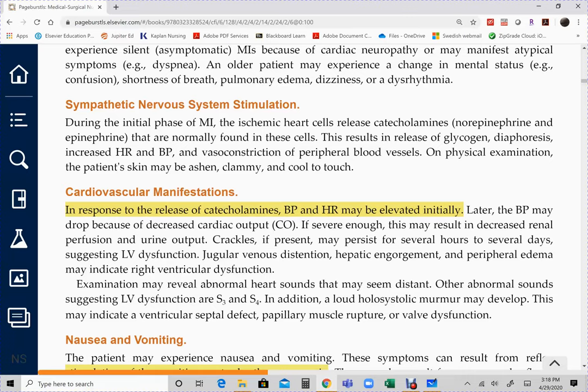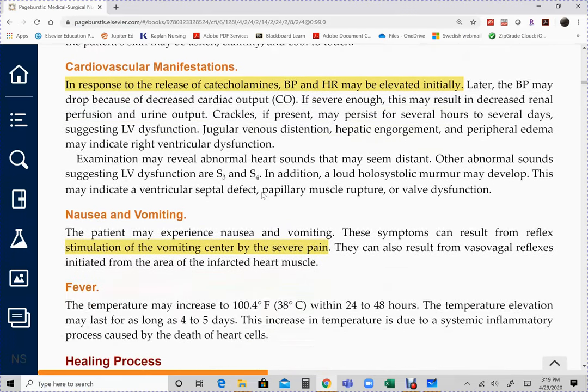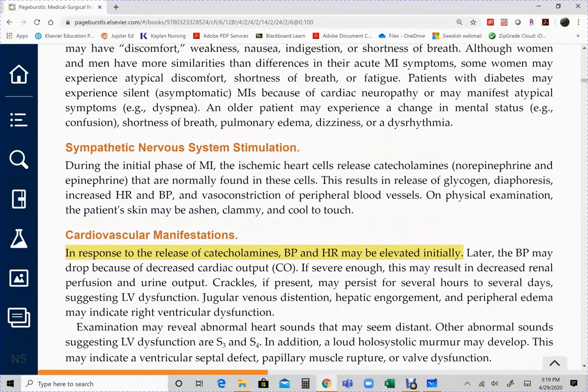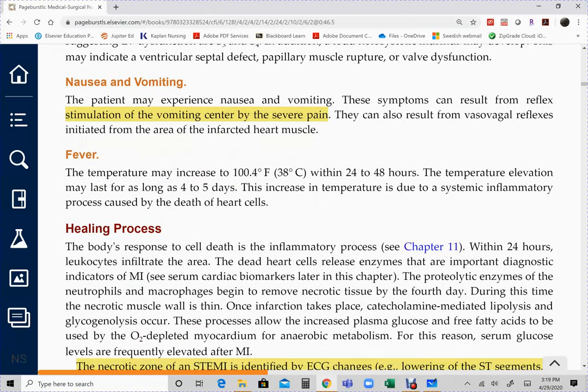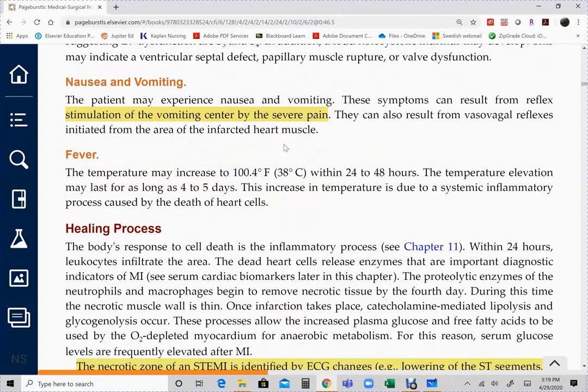We don't want this response to continue, because again, this increases heart rate, which increases workload, and it increases afterload by causing vasoconstriction. So these are the other symptoms. That's why there's cool and clammy skin, because of the SNS stimulation. You have nausea, vomiting, because the pain resulting from the MI will stimulate the vomiting center. Plus, of course, your peristalsis slows down because of the sympathetic nervous system stimulation. So that will also add to the nausea, vomiting.